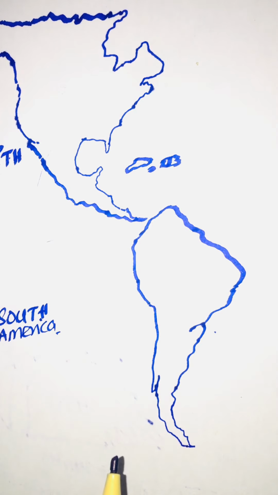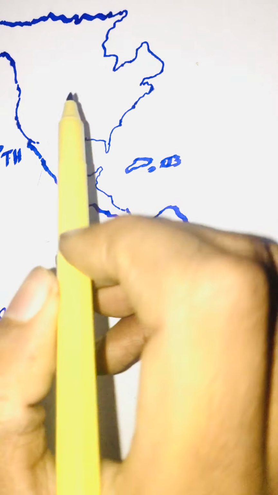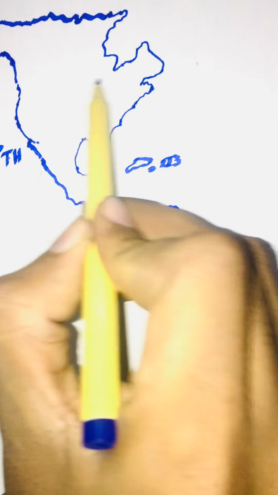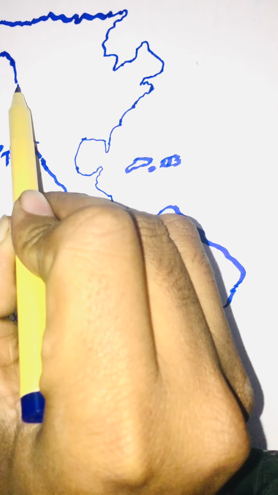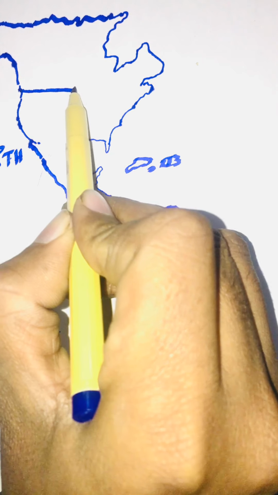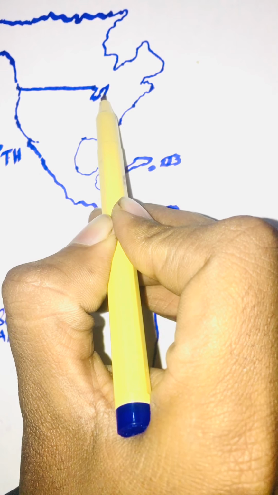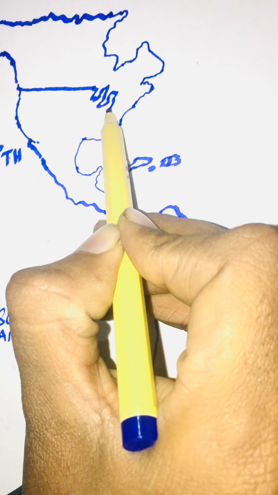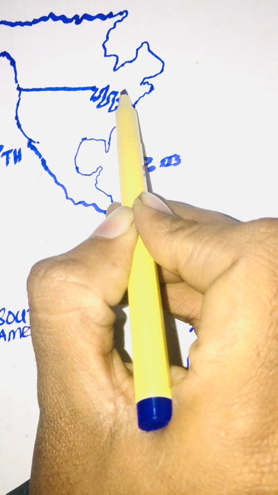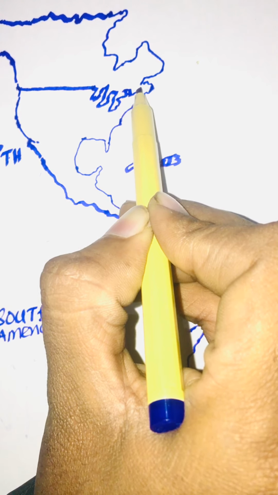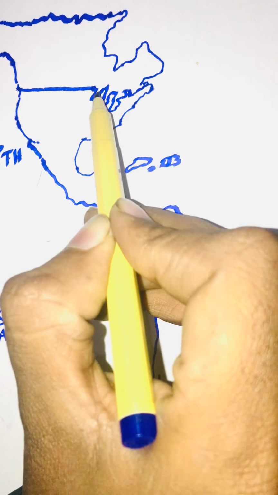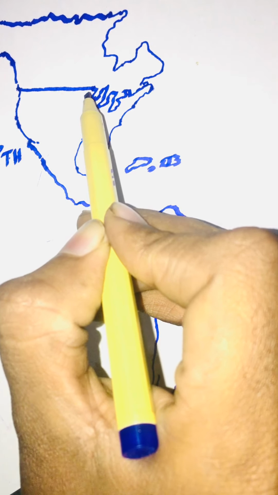If I draw the margins of the countries, then first I will tell you that here this is Canada. There are 4 lakes here, which you must be well aware of. These lakes, I tell you the name of these lakes.